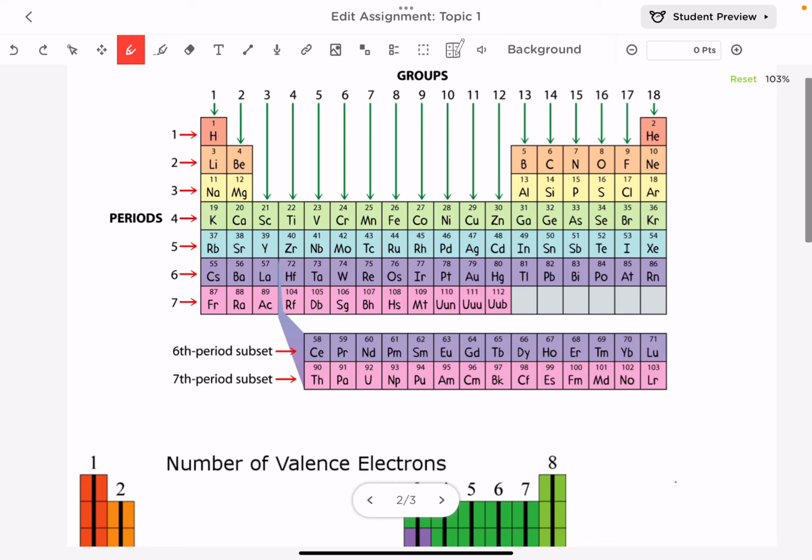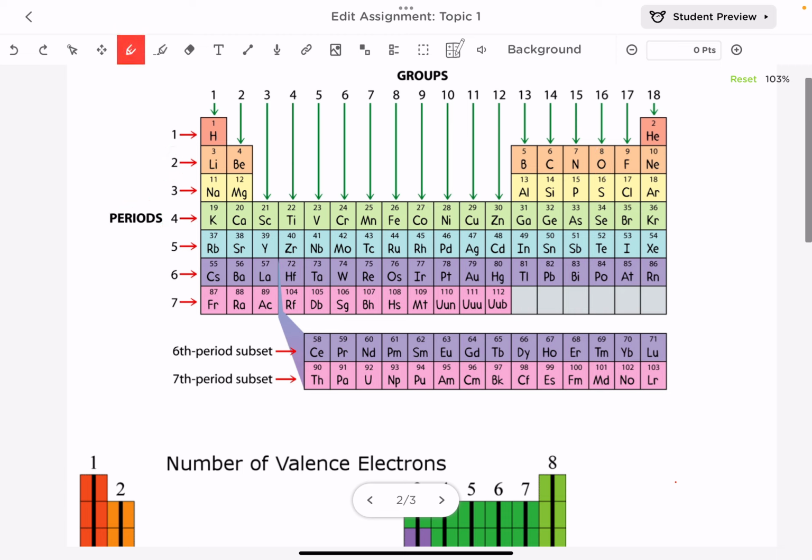The periodic table consists of 18 groups and 7 periods. Groups are the vertical lines in the periodic table, while periods are the horizontal lines. So if I pick, for example, element O, O is in group 16, period 2.